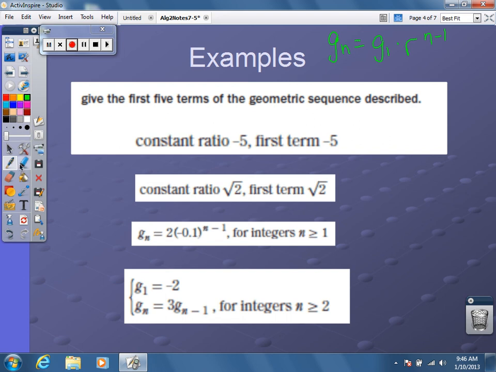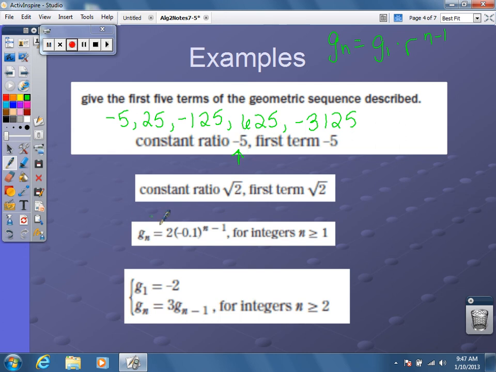Okay, the constant ratio is -5 and the first term is -5. So we're going to start with -5, and each time we're going to multiply by negative 5. So negative 5 times negative 5 is positive 25, times negative 5 is negative 125, times negative 5 is 625, times negative 5 is negative 3,125. Okay, notice that it's alternating. This doesn't happen with arithmetic sequences.